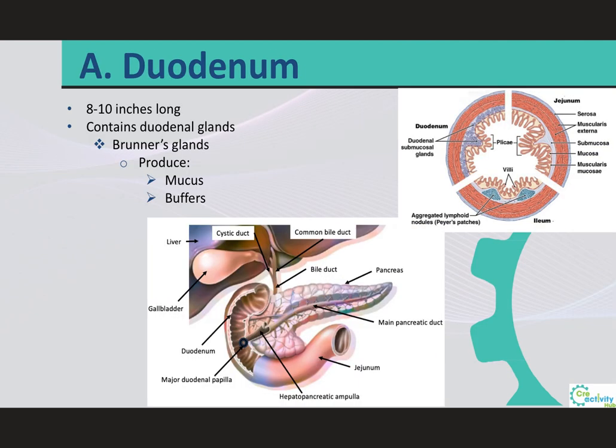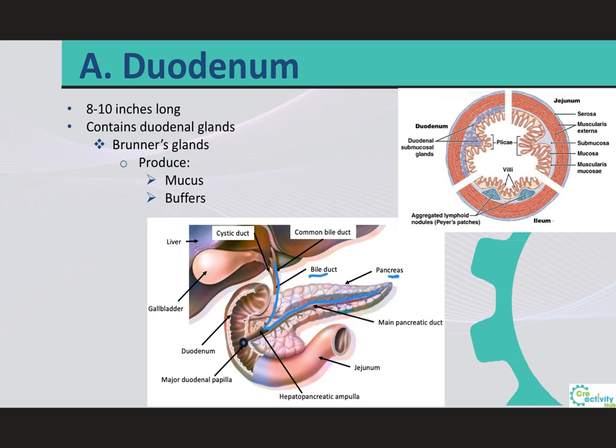Even though the duodenum is the shortest subdivision of the small intestine, measuring only between 8 to 10 inches long, it has the most features of interest. It receives digestive enzymes from the pancreas via the main pancreatic duct, which is this duct right over here, and bile from the liver and the gallbladder via the bile duct, which is this duct right over here.